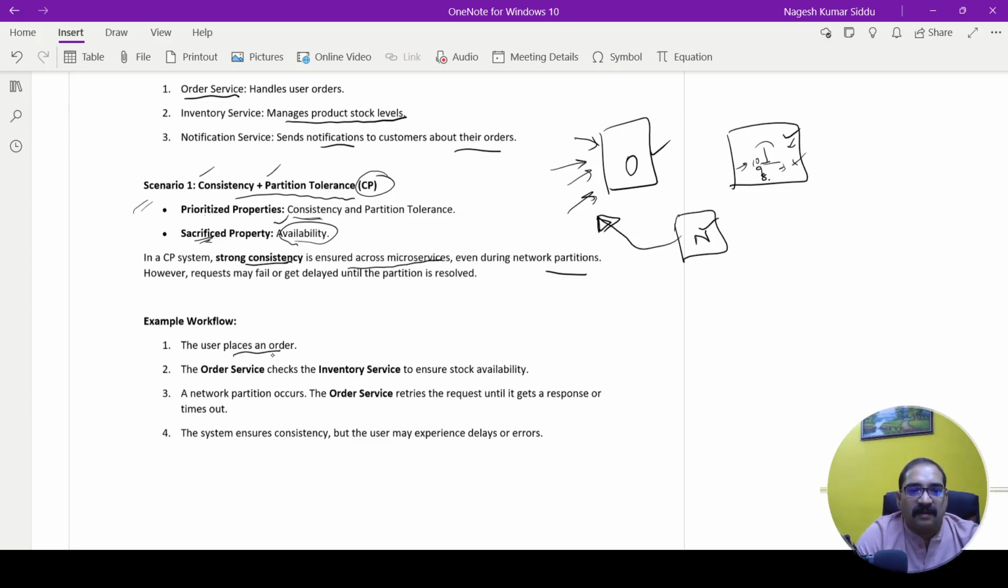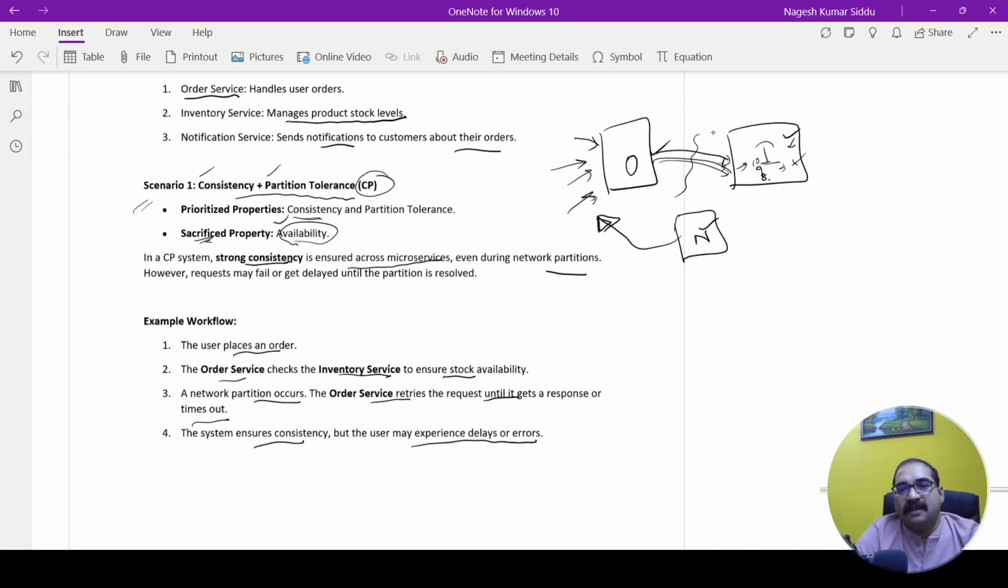So let's take this. User places an order. The order service checks the inventory service. That means it sends a request to inventory service to check the availability. A network partition occurs. That means, say for example, now it failed. The order service retries the request until it gets a response or timeout. It sends again, it retries, or it will finally time out. The system ensures consistency, but the user may experience delays or errors.